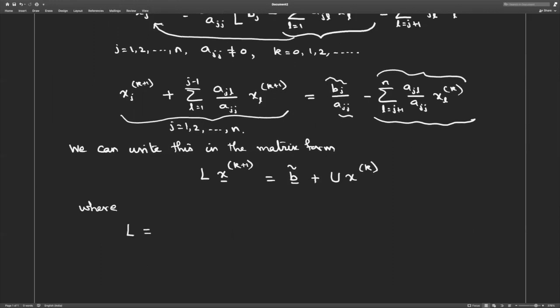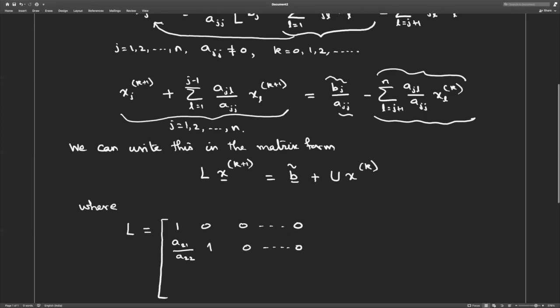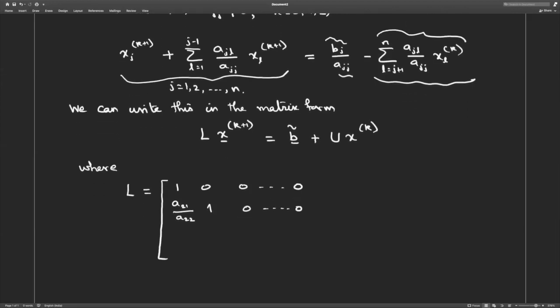L is going to be of this form: 1, 0, 0, and so on, 0, then A21 divided by A22, then 1, that is the second equation, right? And then everything else is going to be 0 because they all are going to sit on the right hand side, right? Therefore, they all will contribute 0. And you have A31 by A33, A32 by A33.